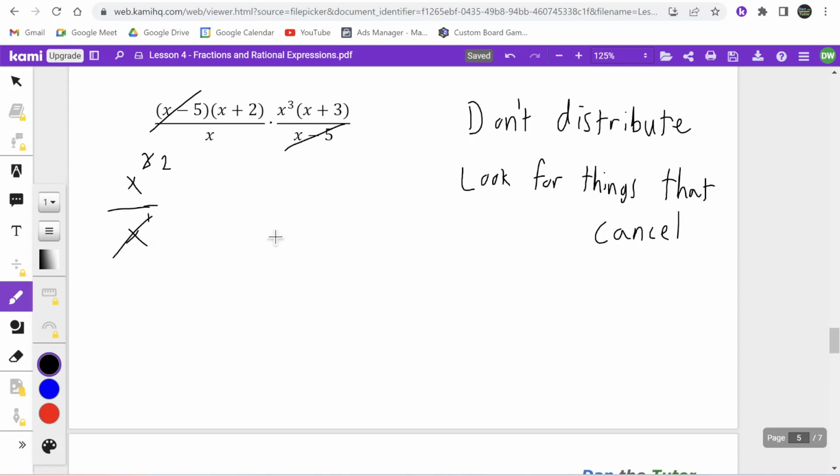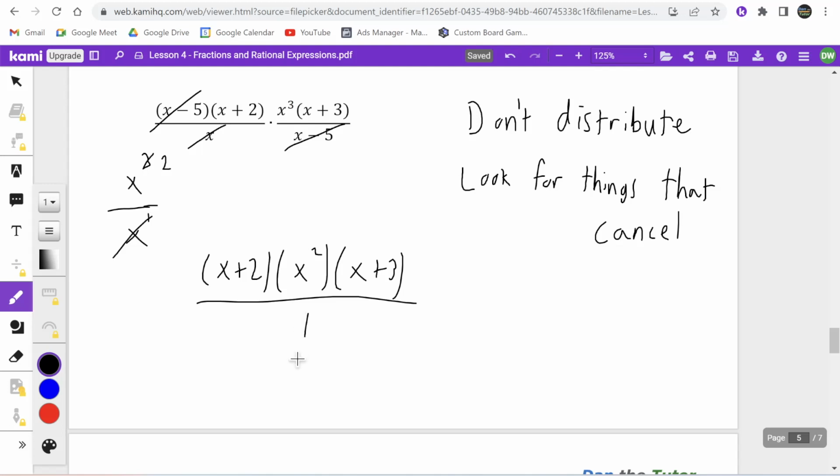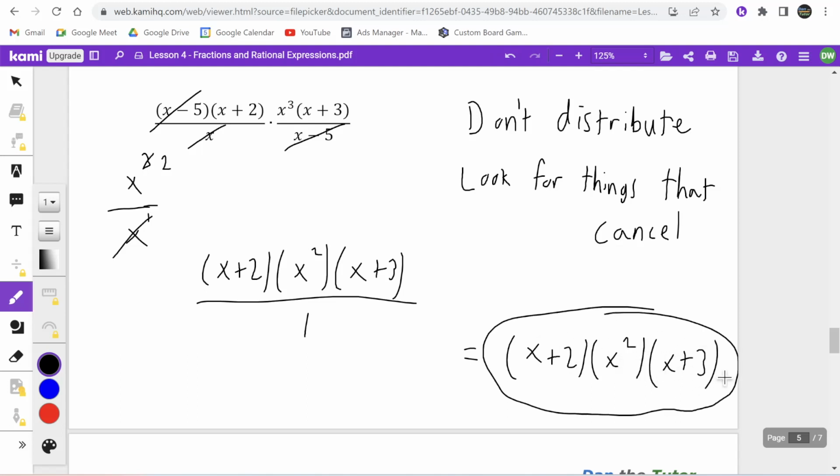So in other words, what's my final answer going to be? Well, what's left in the numerator? We have an x plus 2, we have x squared now, and we also have that x plus 3 in the numerator as well. In the denominator, it looks like everything canceled, which means technically it's not over 0, it's going to be over 1 whenever that happens. And since anything divided by 1, you don't need to write the 1, the correct answer is x plus 2 times x squared times x plus 3. And there's our final answer. Yes, technically you can distribute, but I said at the beginning, don't. So there's our answer. Any questions there?